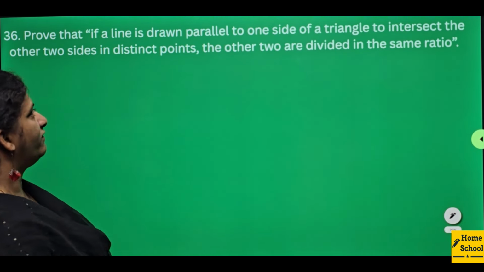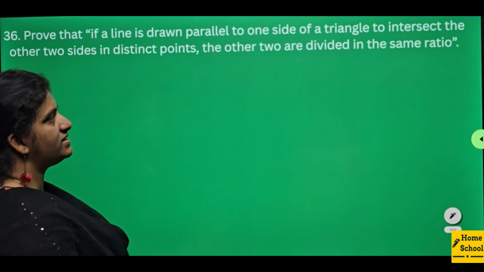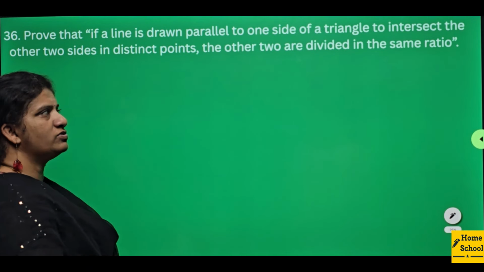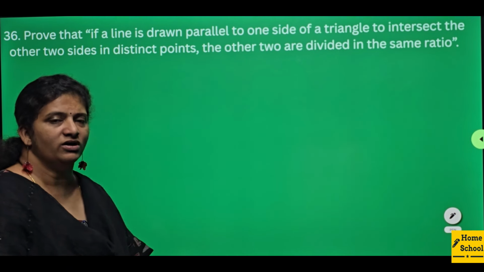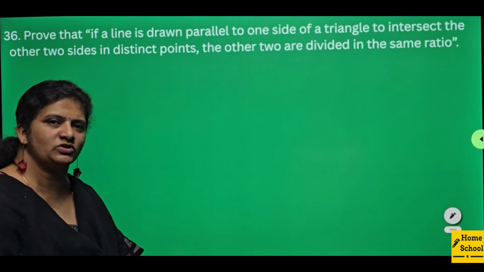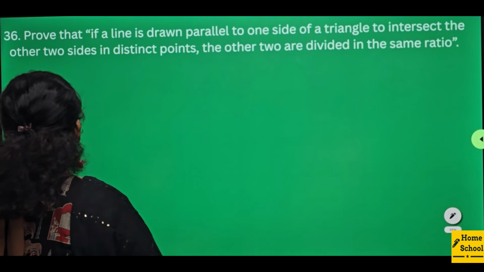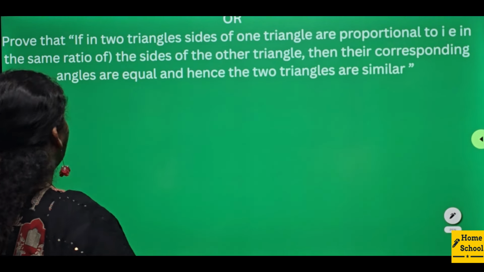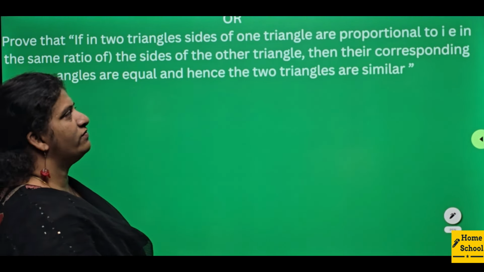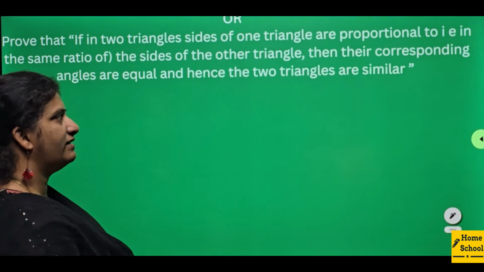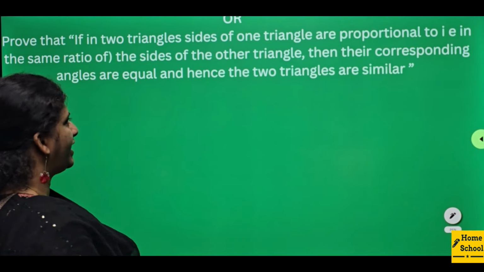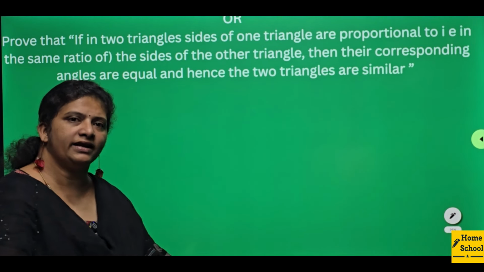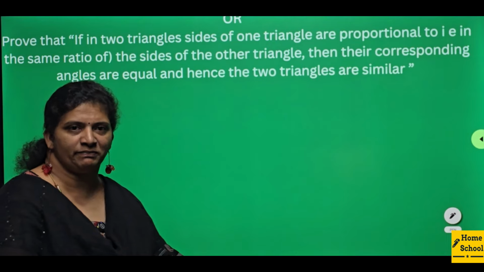36th one. Prove that if a line is drawn parallel to one side of a triangle to intersect the other two sides in distinct points, the other two sides are divided in the same ratio. This is none other than the basic proportionality theorem. Directly from the textbook you can write this. In this we have one more OR question. Prove that if in two triangles, sides of one triangle are proportional to the sides of another triangle, then their corresponding angles are equal. Hence the two triangles are similar. This is also a direct theorem from your textbook, triangles chapter.